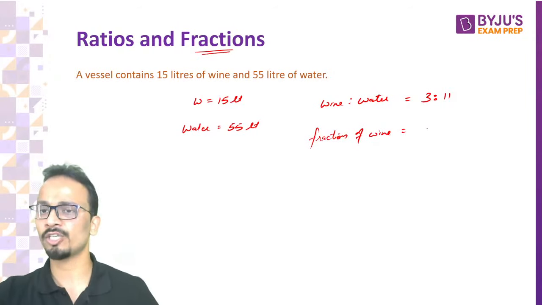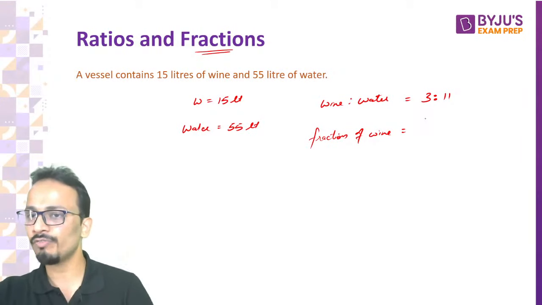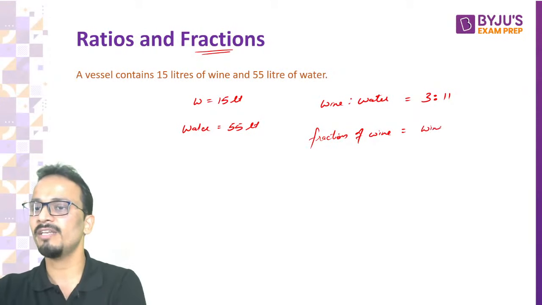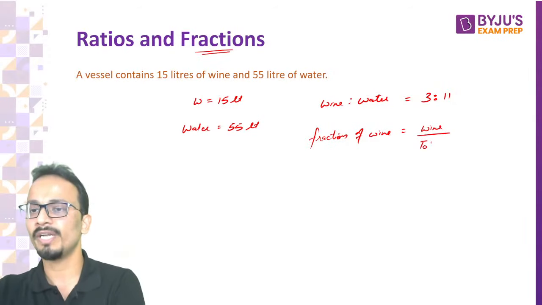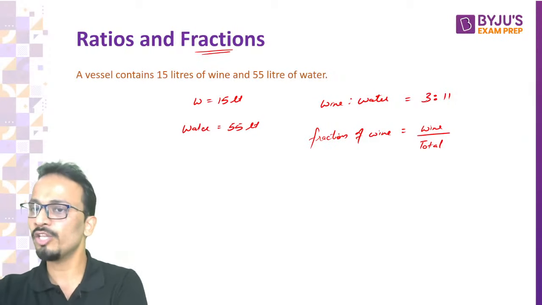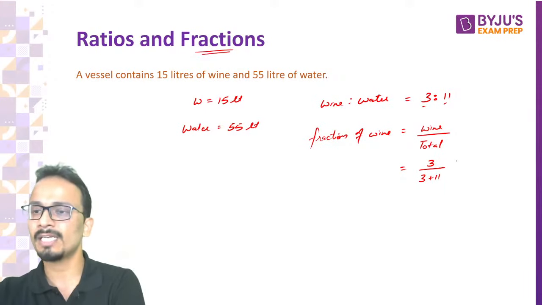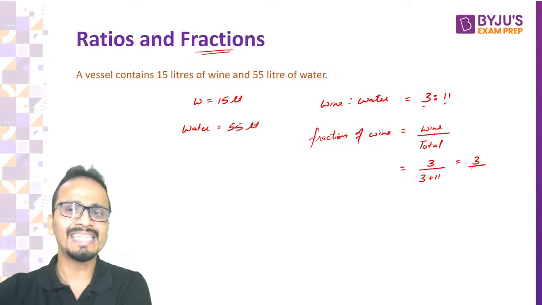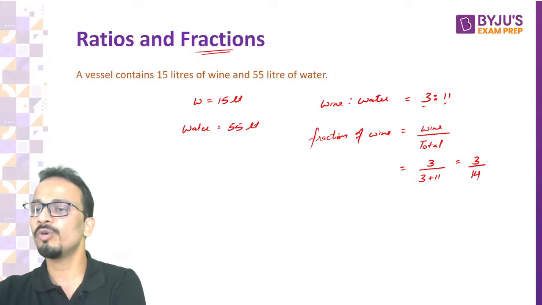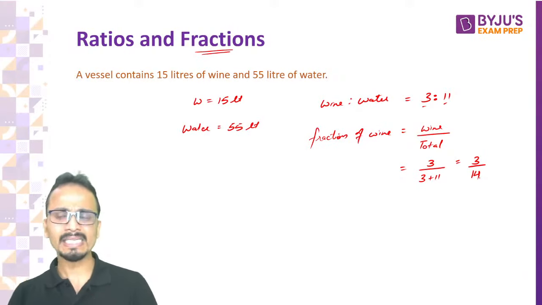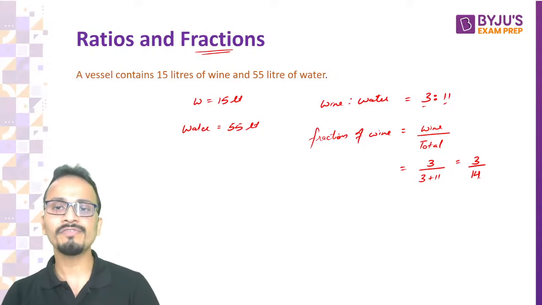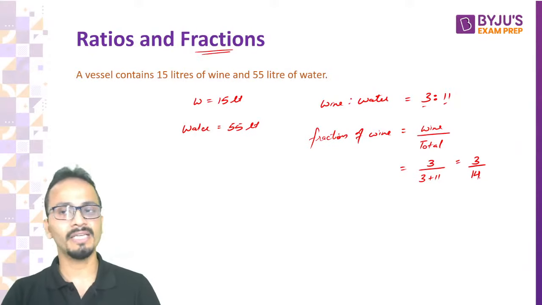So fraction of wine that will be present in this case. How to write fraction of wine? It will be the part of wine divided by the total quantity. You can use these values from the ratio as well. So the portion of wine is 3 and the total will be wine plus water, that is 3 plus 11. So the fraction of wine present in this vessel will be 3 by 14. So 3 by 14th of the vessel will be wine in this case.